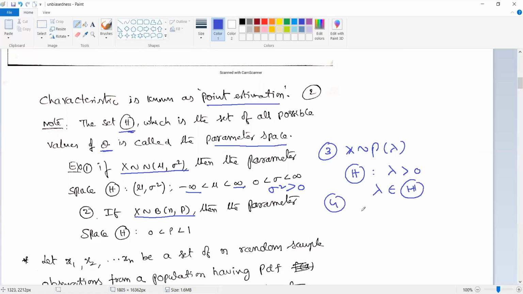Similarly, one more example: X follows an exponential distribution, expo of theta. Now the parametric space of theta is always greater than 0. Theta belongs to the parametric space. These are the population parameters. Lambda, theta, p, mu, sigma square are all population parameters, population constants.